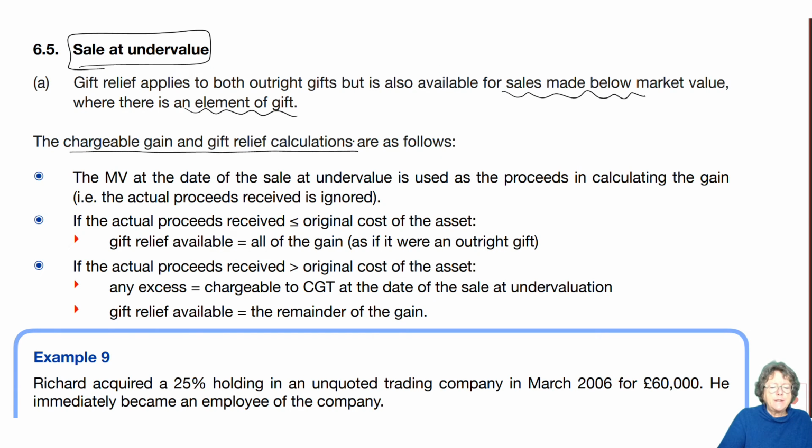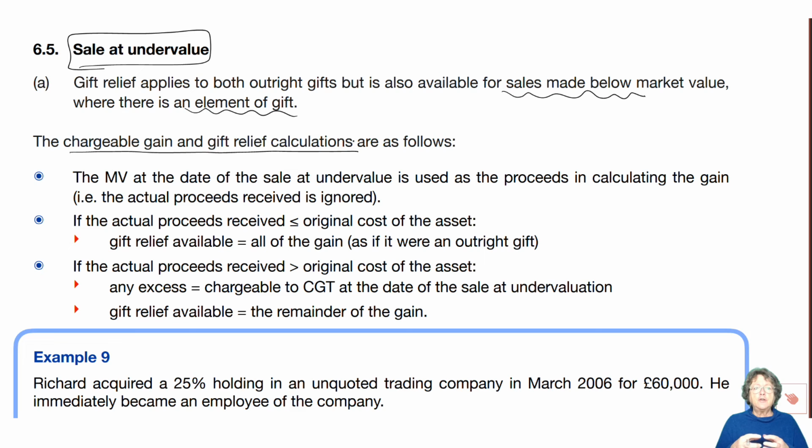Little bit of a twist here, because remember, with rollover relief, if you reinvested all the proceeds, no cash, you pay no tax. Gift relief, no cash, you pay no tax. With rollover relief, if you retained some of the proceeds and you didn't reinvest all of it, you pay tax on it. Gift relief, if you have a sale at undervalue, in other words, you have a measure of proceeds, you will pay tax on it.